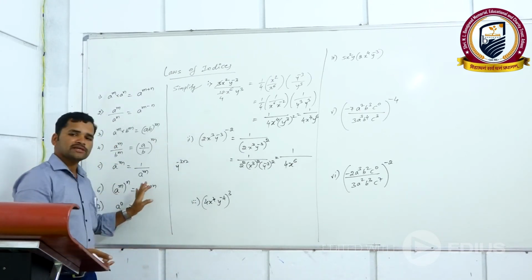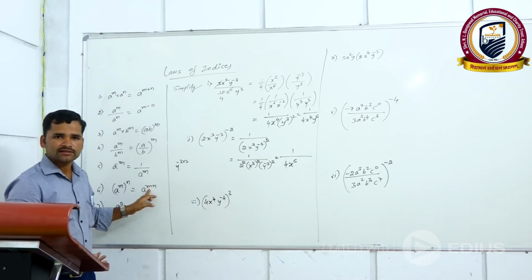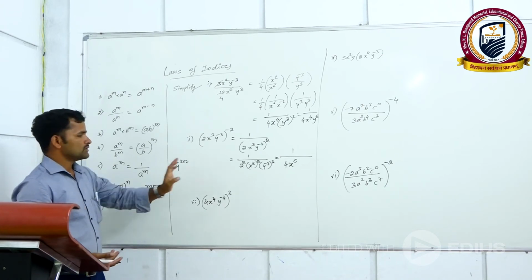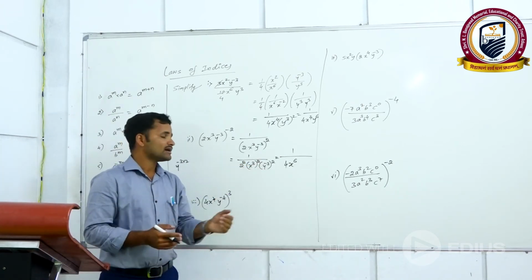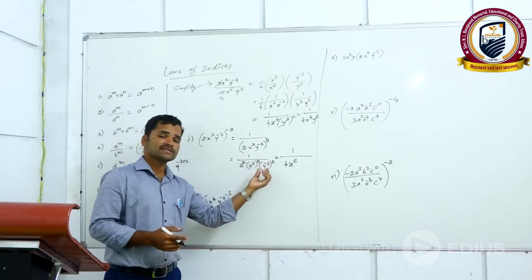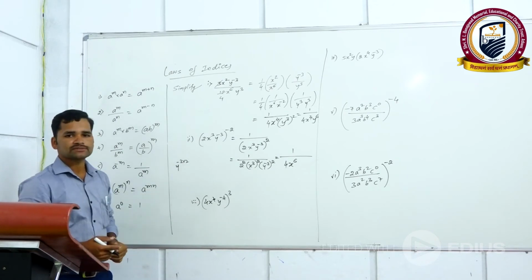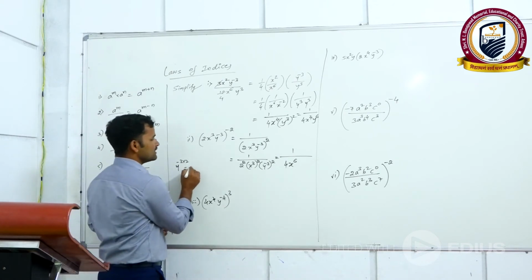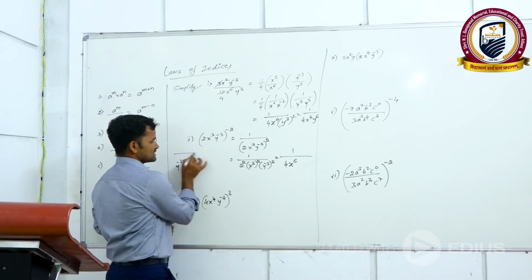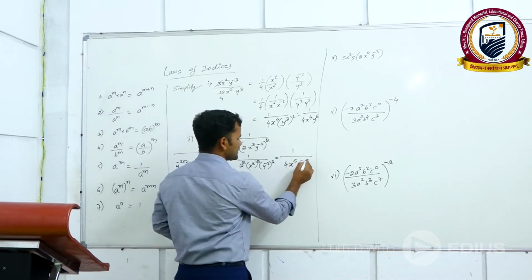According to this, a raised to m into n. Here m is negative, that's all. The 2 is the power, not the minus 3. The y raised to minus 3, the whole term, has the power 2. According to this it becomes y raised to minus 3 into 2. It is nothing but y raised to minus 6. Okay, y raised to minus 6.